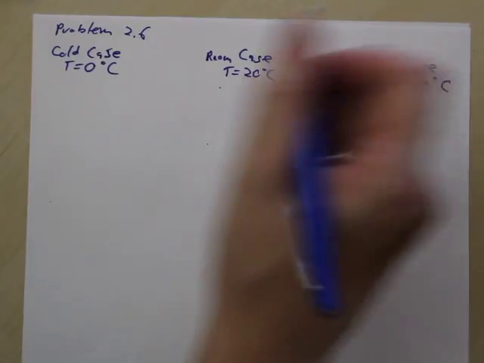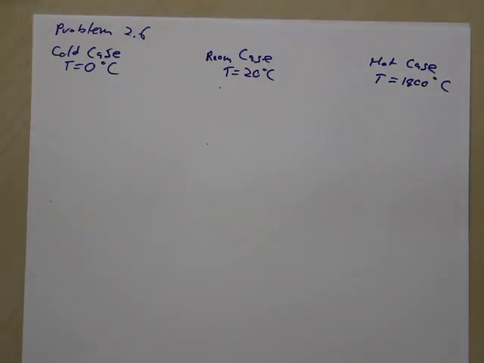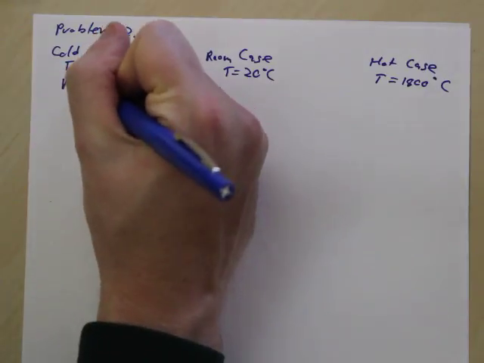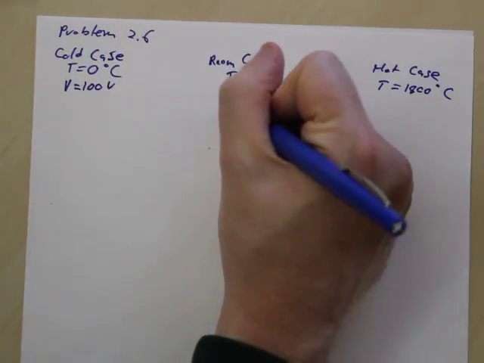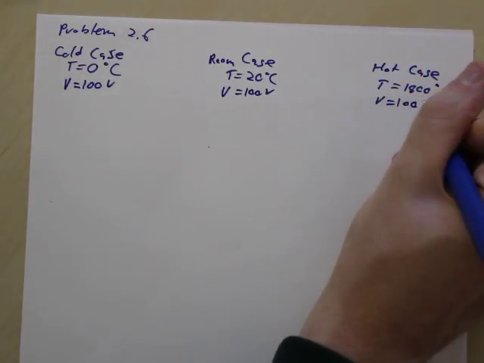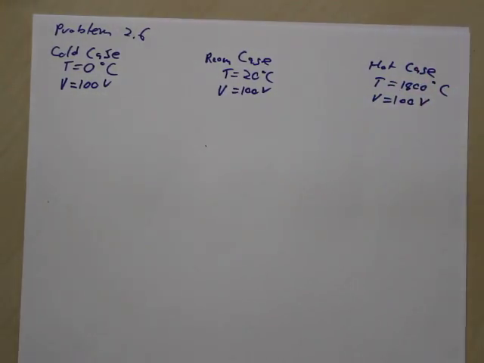So inside of each of these cases now we're going to pull out the data that we have. The problem states that we have 100-volt household voltage. So voltage is going to be the same at any temperature. So we're going to use this as V equals 100 volts across the board. Cool. And now we're going to look at the next thing.